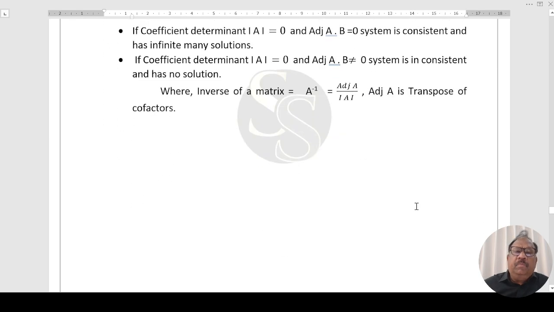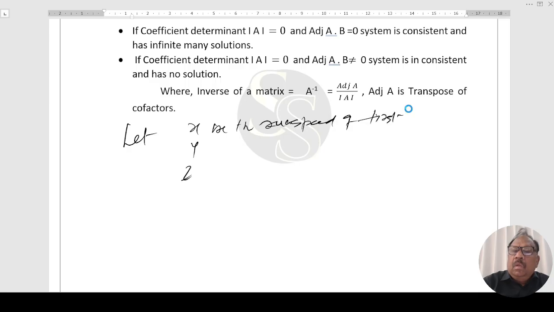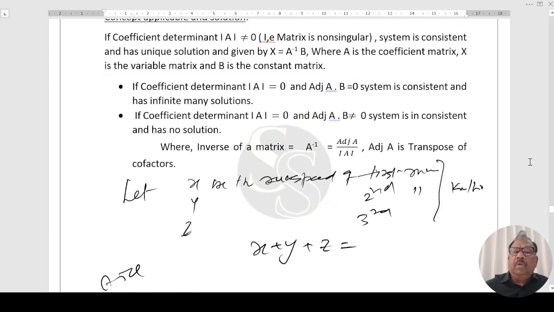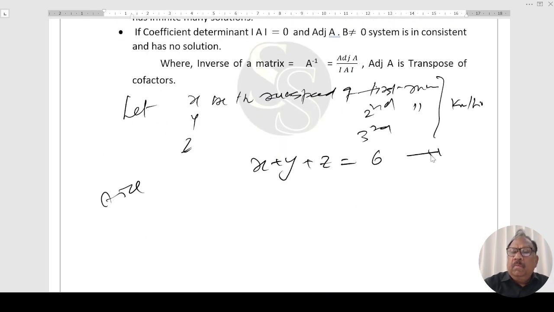Concept applicable in solution. Let x, y, z be the speeds of the first runner, second runner, and third runner in kilometers per hour. Now according to the question, x plus y plus z equal to 6 km per hour. This is equation 1.